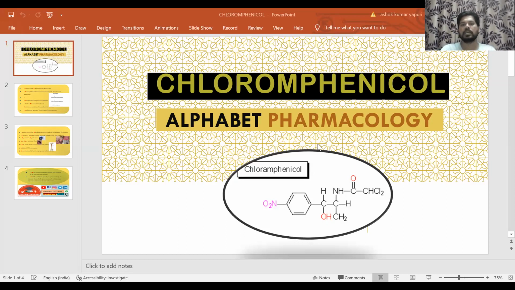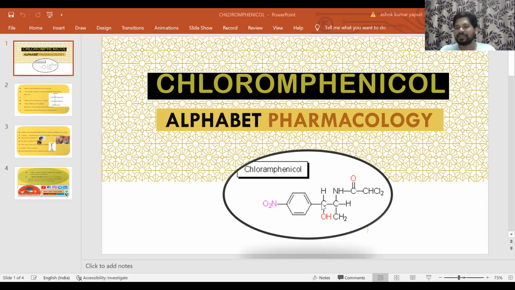So let's see here. This is the general chemical structure of chloramphenicol. If you observe here, there is a nitro group, and especially this is also called a nitrobenzene derivative. And after that, there are two chiral centers in chloramphenicol. Because of two chiral centers, there is a possibility of 4 isomers.